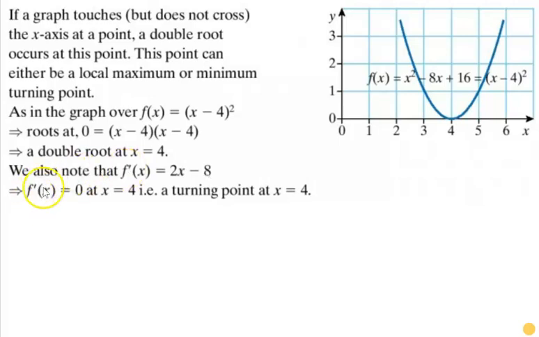So the derivative is equal to 0 at x is equal to 4, i.e. a turning point is at x is equal to 4.